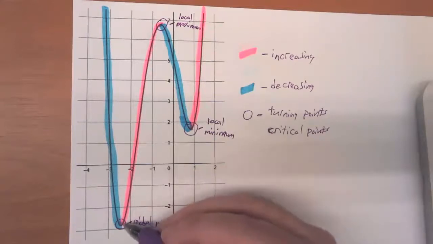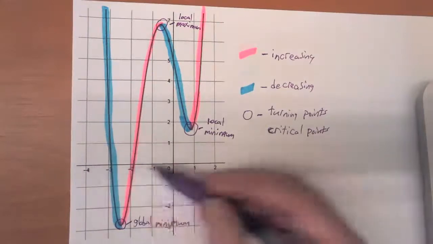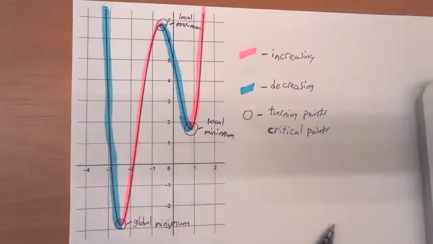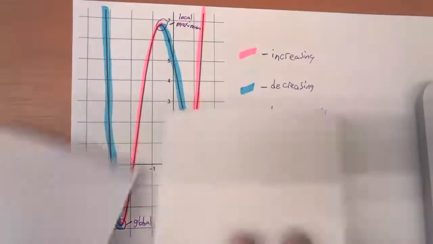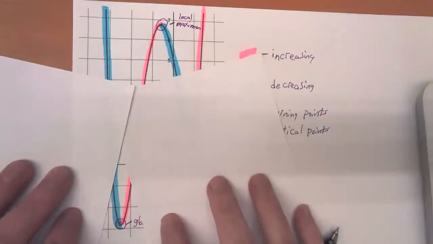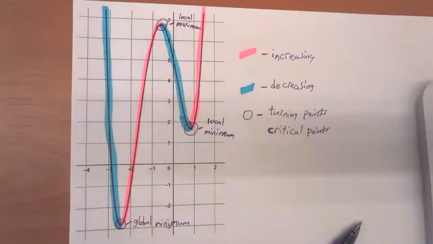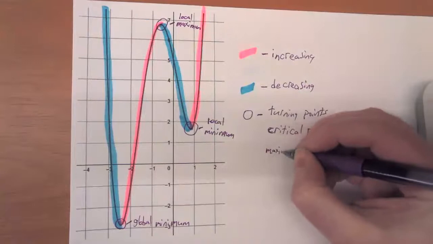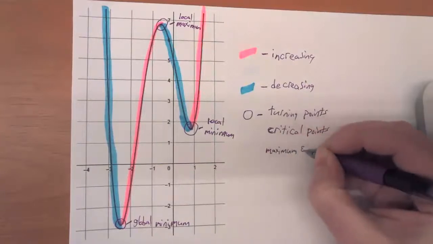So the global minimum means the lowest point that the graph reaches over the entire domain. This is also a local minimum because I can imagine some sort of interval around that point where that's the lowest point. So it's a local minimum, but it's also a global minimum. Okay, so we've got maximum and minimum points.